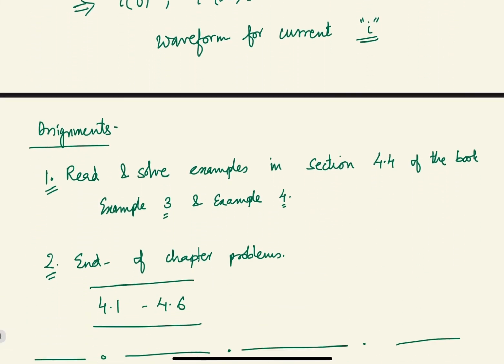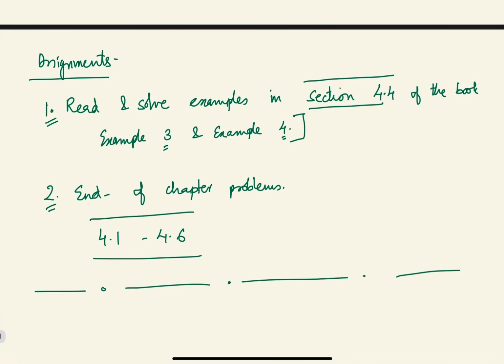Also, I want you to read and solve some more problems which are given in section 4.4 of the book. There are two solved examples, example 3 and 4, in the book. Please go through these examples, solve them on your own, and try to understand what is happening. And at the end of the chapter, there are some unsolved problems. I want you to solve problems 4.1 to 4.6. So these are 6 problems in total. I want you to solve them on your own.